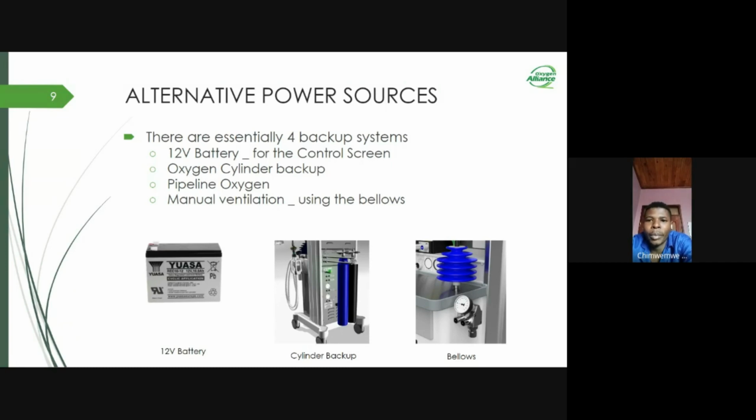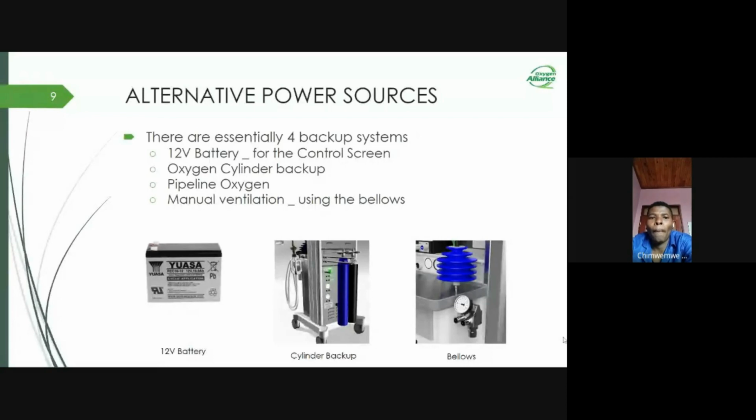There's also another backup for the oxygen source. We have a cylinder backup and a pipeline backup. These are the connectors that are located at the back of the machine. And there is also another backup in case you don't have an electrical ventilator. This one will use a manual ventilator using the bellows.